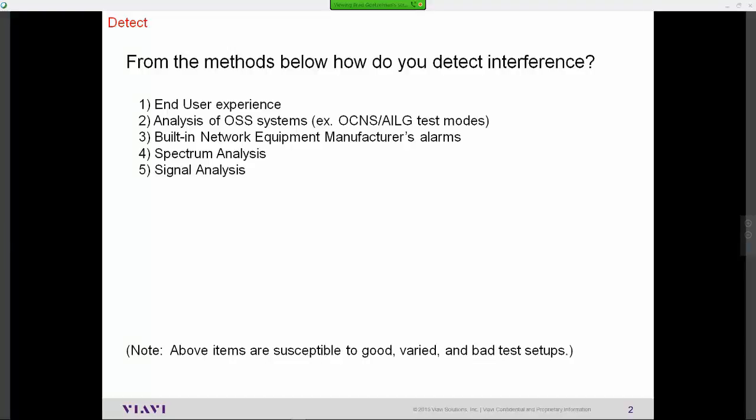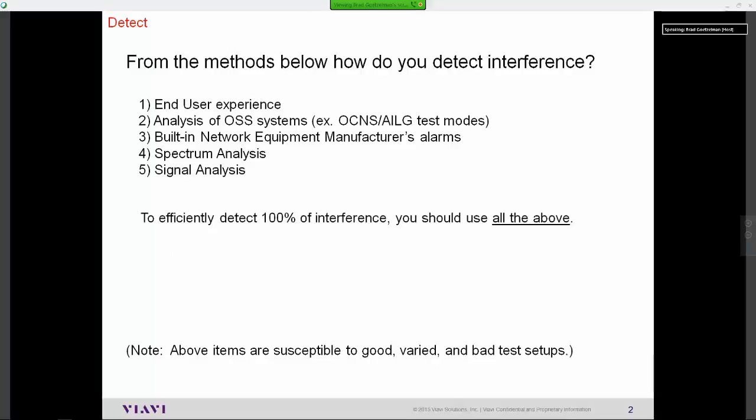A lot of times I hear that people are chasing down an alarm from their equipment manufacturer, diversity alarms, whatever the case may be, and they're trying to isolate it. Otherwise, there are spectrum analyzers and signal analysis that you can use to detect that you may have problems with your network. But again, all these items above are susceptible to good, varied, and bad test setups. The conclusion from my experience is that to efficiently detect 100% of interference, ideally you should be using all of the above. As far as fault detection, in an ideal world you'd like to have 100% fault coverage, to know exactly where all your strengths and weaknesses are.